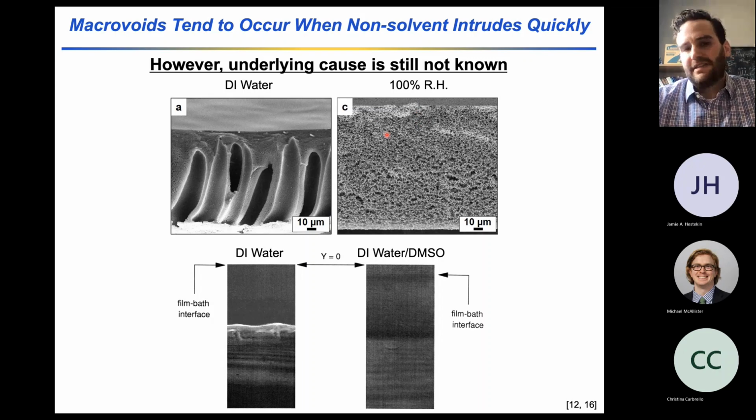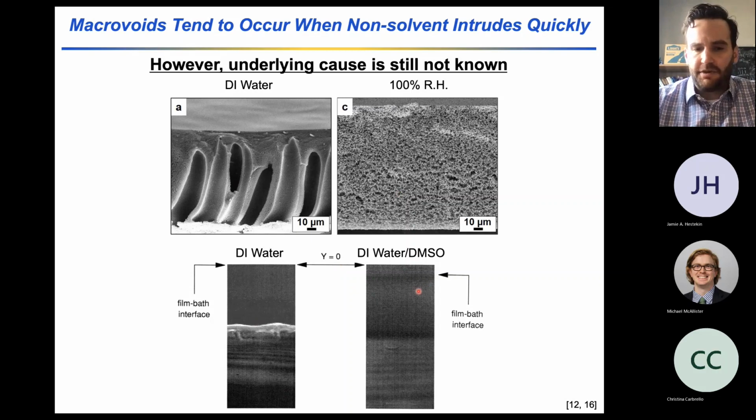This is consistent with one of the ideas that people have about macrovoid formation, that it's associated with the rapid intrusion of non-solvent into the film. If you're able to slow that non-solvent intrusion, you'll end up with this more spongy structure without large macrovoids forming.